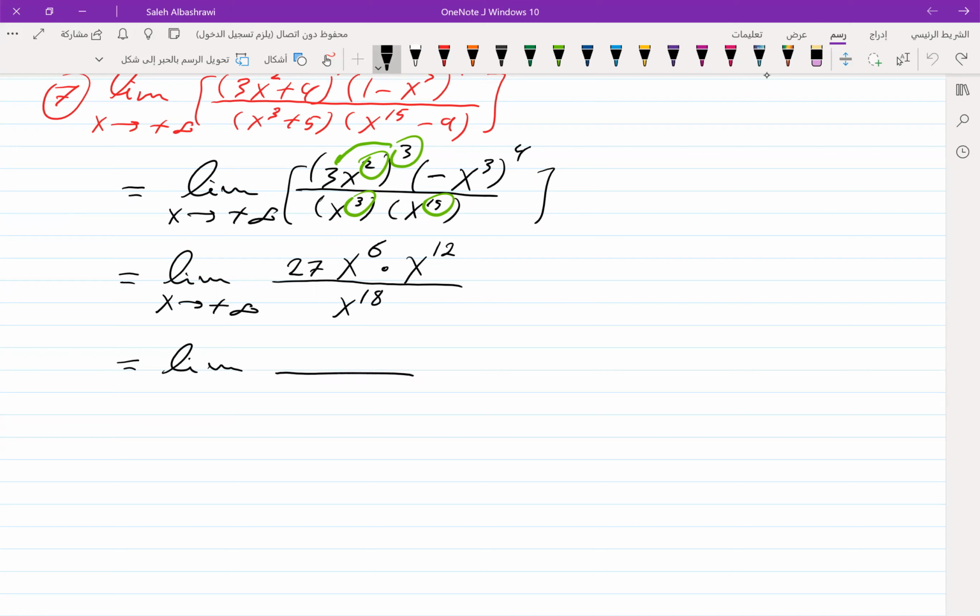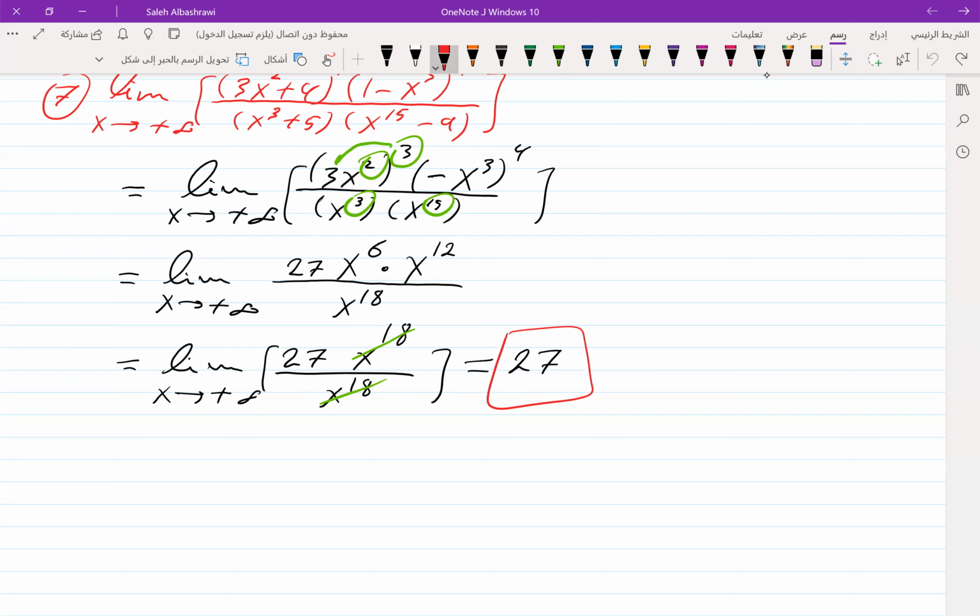So this is equal to the limit of 27 times x to the power 18 divided by x to the power 18, where x goes to plus infinity. Now simplify. The x to the power 18 cancels x to the power 18, so the final answer is equal to 27. So the limit for this function is equal to 27.